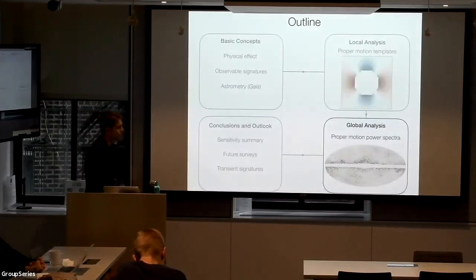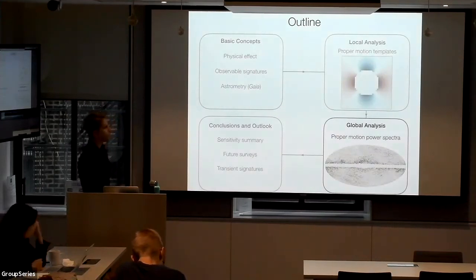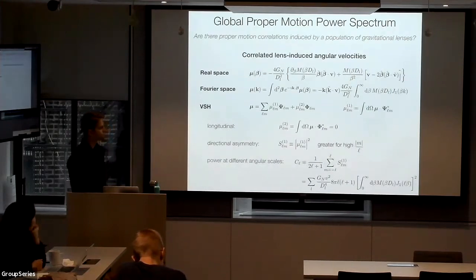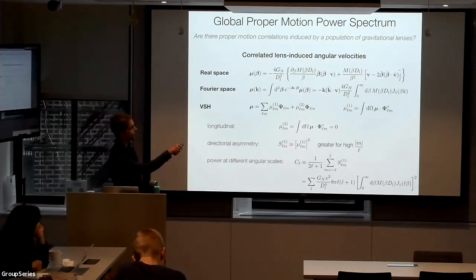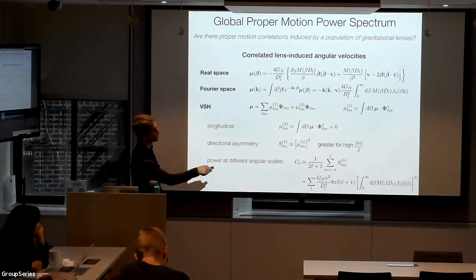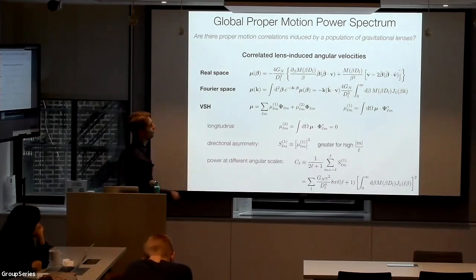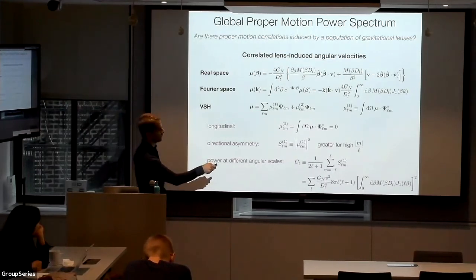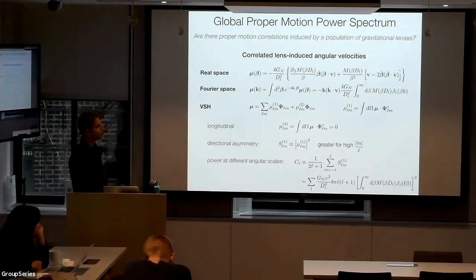Okay, I have 10 more minutes. I just want to give you a quick taste of what you can do with global signals of this effect. So the basic idea is that, for a single lens, there's some real space distortion given by this formula. You don't have to remember it too much. But in Fourier space, if you take the Fourier transform of this, this is what it looks like. And there's some integral over the lens density profile that tells you how this Fourier amplitude depends on k. And there's some dependence on the direction and velocity of the halo.